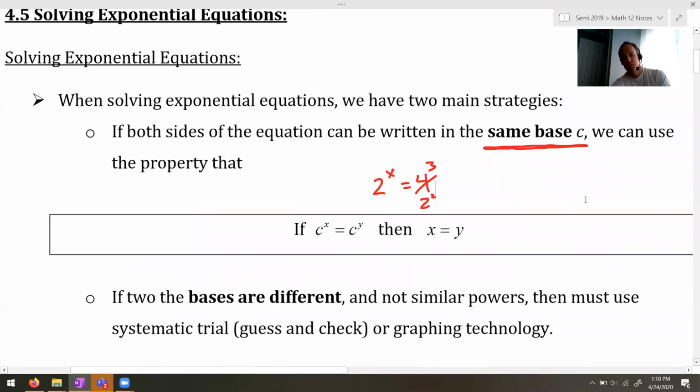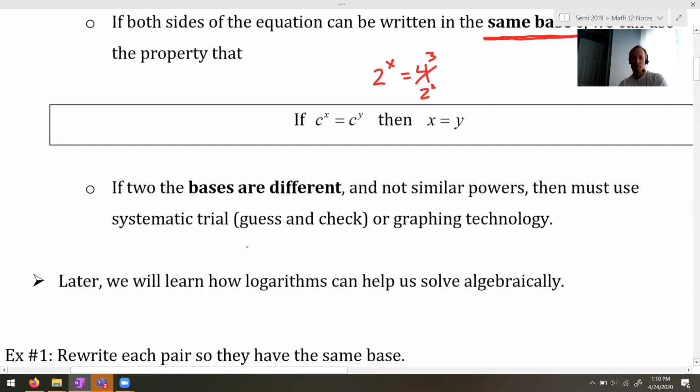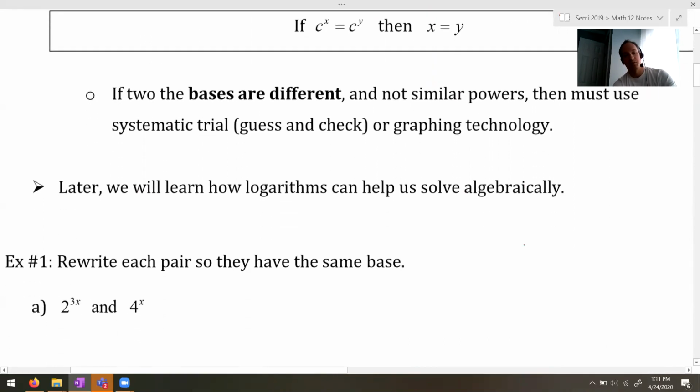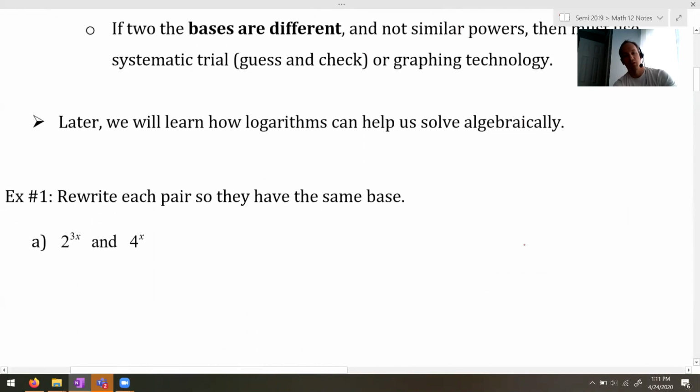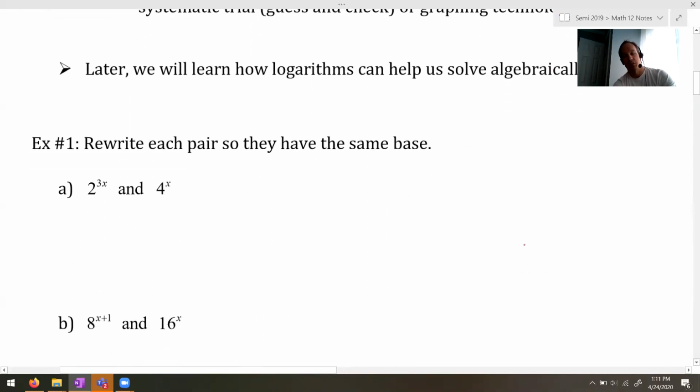If the bases are different and they're not similar powers, then we're going to have to use what your textbook likes to call systematic trial, which is basically guessing and checking, or we'll use graphing technology, so like decimals or something like that. And then later on, we're going to use logarithms to help us solve this algebraically, but for now, we're going to take it sort of easy, and then we'll look at the more robust, complicated way of doing it with logarithms in the next unit.